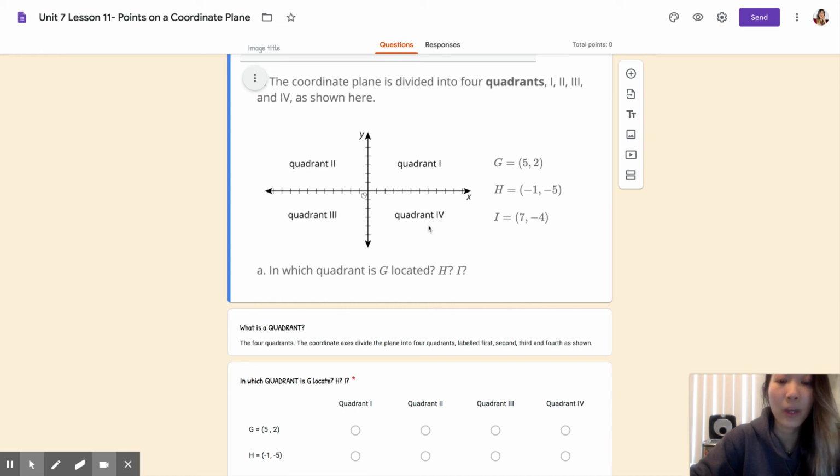So if my point is here, what quadrant is this in? Is it going to be in 1? No. Is it going to be in 2? No. Is it going to be in 3? No. It's going to be in 4. So it really depends on your sign. So remember, if it is a positive, it'd be here. Negatives would be here. For the y-axis, the positives would be here, and the negatives would be here.